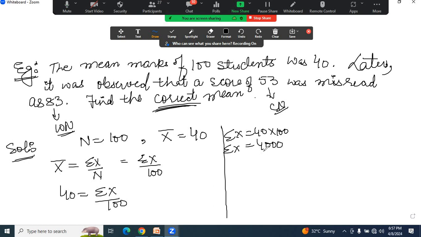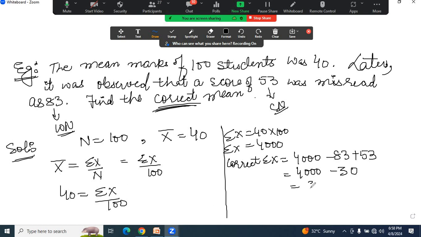Now whenever we correct something, wrong item will be subtracted and correct item will be added. This needs to be kept in mind. So correct summation x will be from 4000, 83 which is wrong I am subtracting and 53 which is correct I am adding. So it will be 4000 minus 83 plus 53, minus 30. 4000 minus 30 will be 3970. So this is the correct summation. This is not the answer.